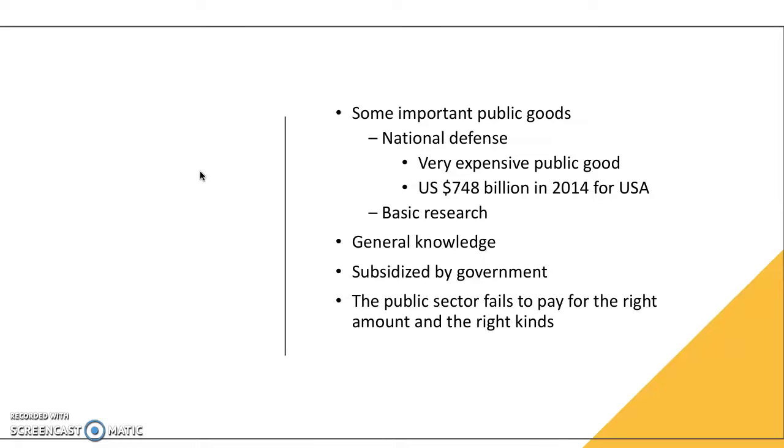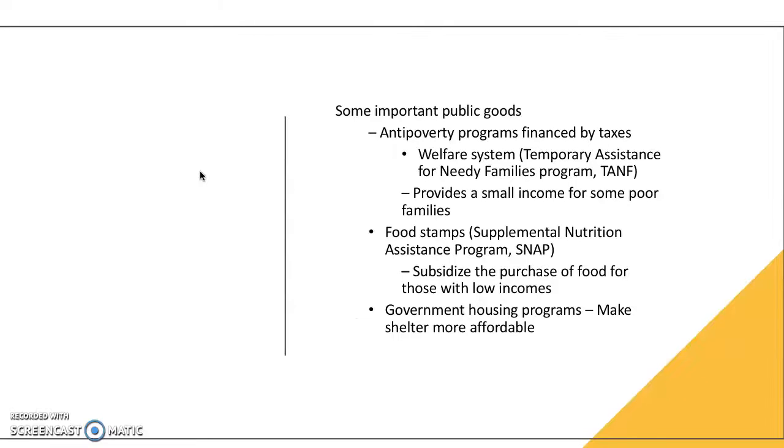So some important public goods are national defense. National defense is very expensive as a public good. The U.S. cost for national defense is $740 billion, and that was in the United States 7 years ago. Basic research is also a public good, general knowledge subsidized by government, and the public sector fails to pay for the right amount and right kinds of public goods, which are critical issues of importance.